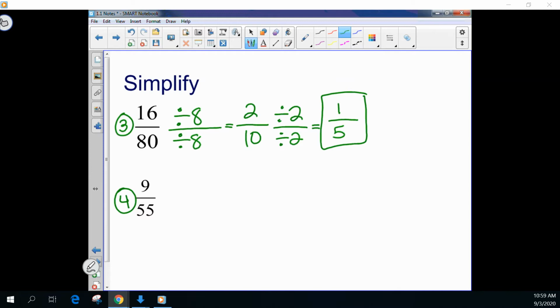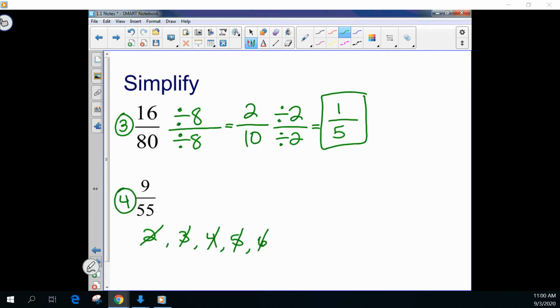Number 4, 9 over 55. Okay, so let's go through some numbers here. 2 doesn't go into both of those. 3 doesn't go into both of those. 4 doesn't go into both of those. 5 goes into one of them, but not the other.